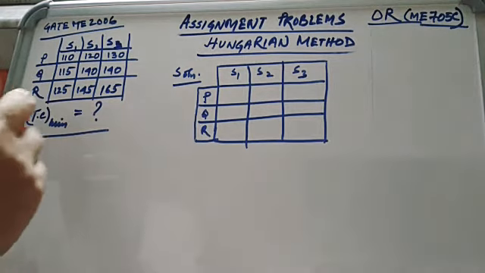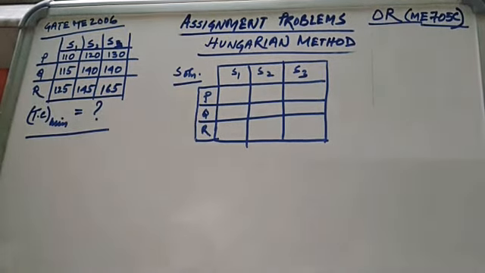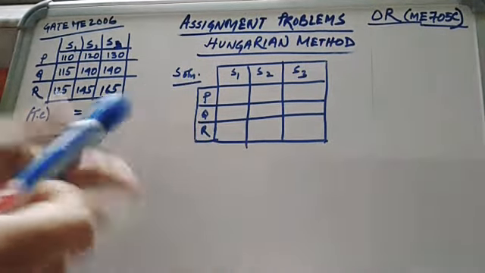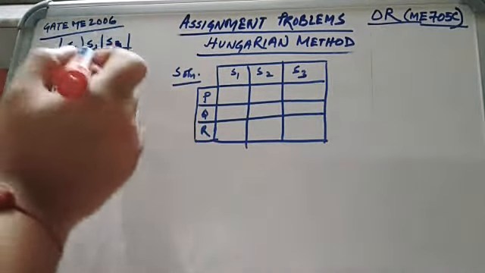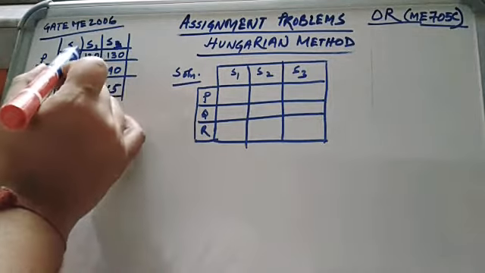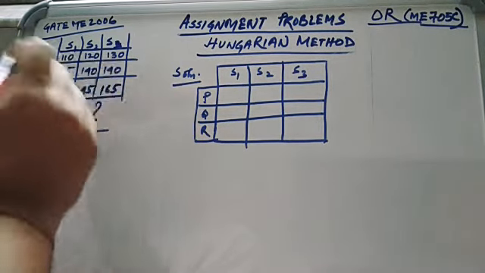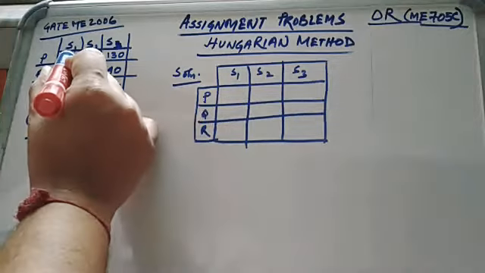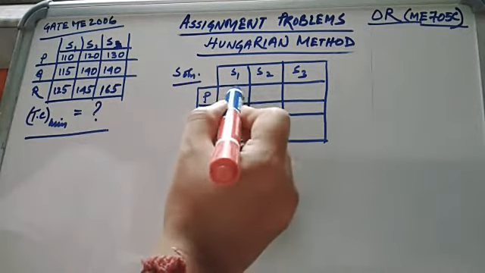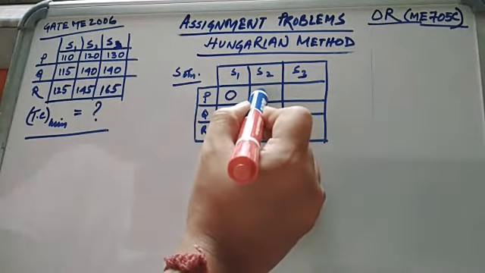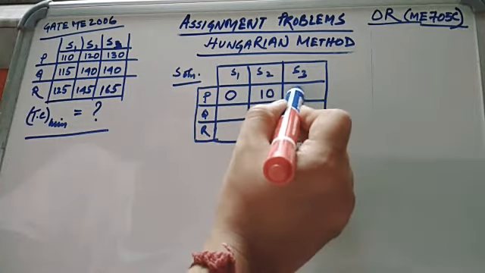So you already know how to solve by the Hungarian method. Let us solve. You have to perform row operation. For the first row, 110 is the lowest one, so you have to subtract 110 from each and every cell. That is 0, and that is 10, and that is 20.